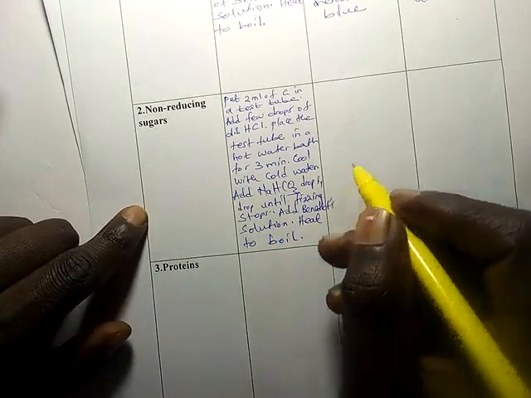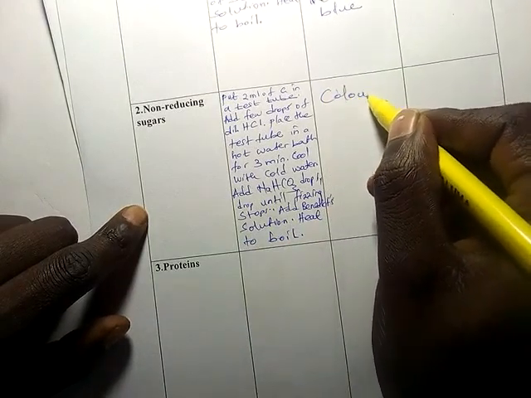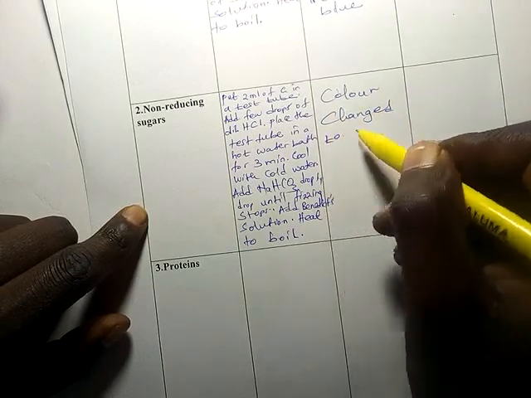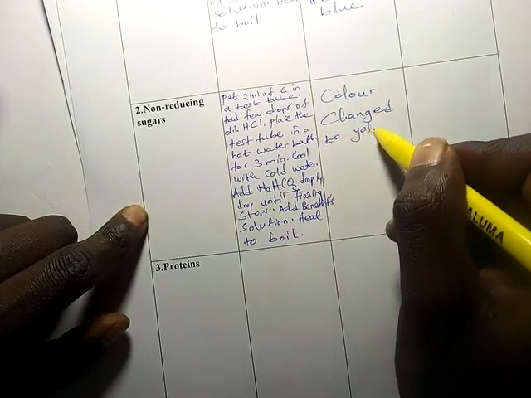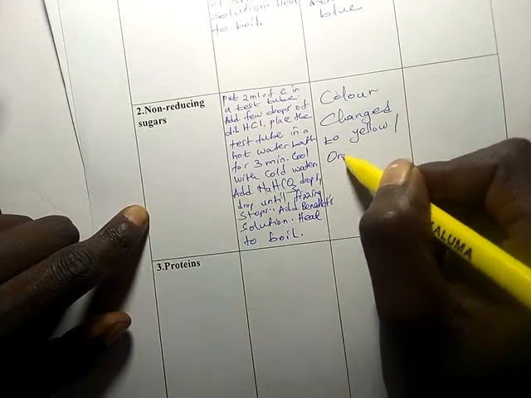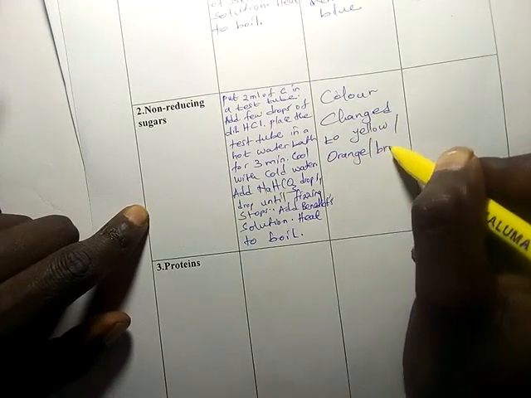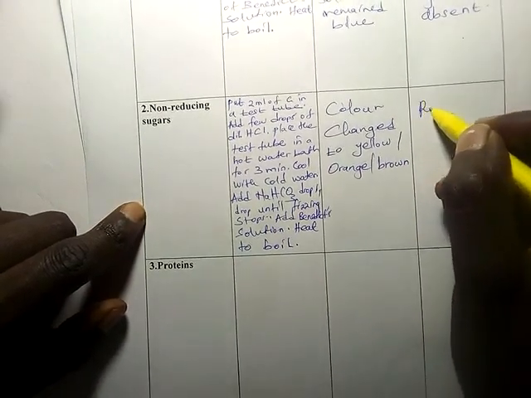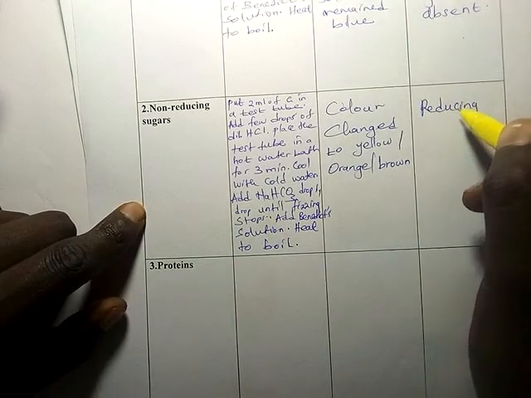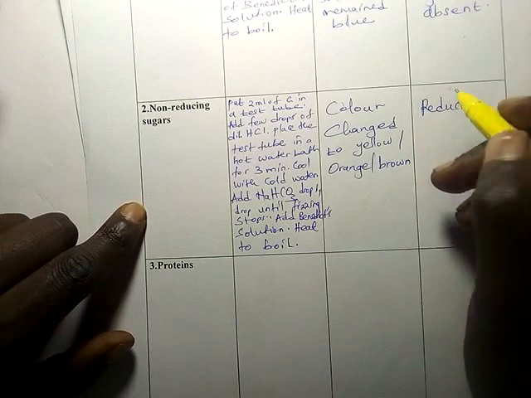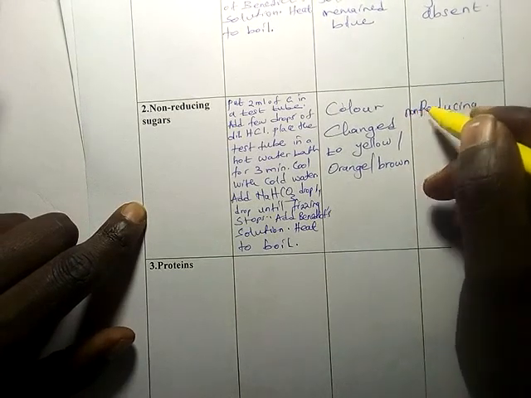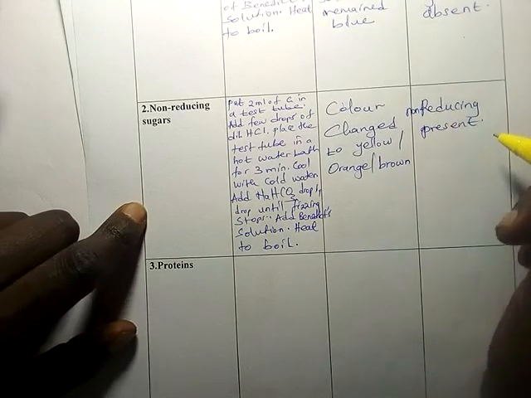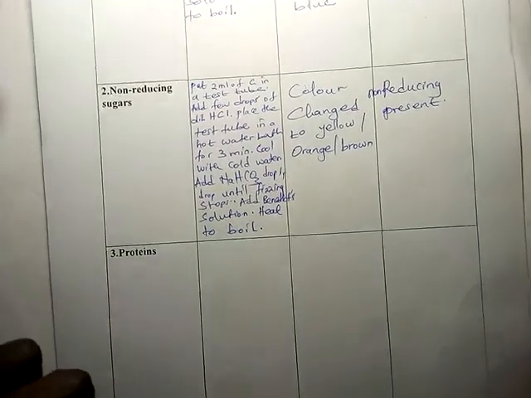Now here the color changed to yellow, then orange or brown. That is the color you expected. Now conclusion, the non-reducing sugars present, and reducing sugars present.